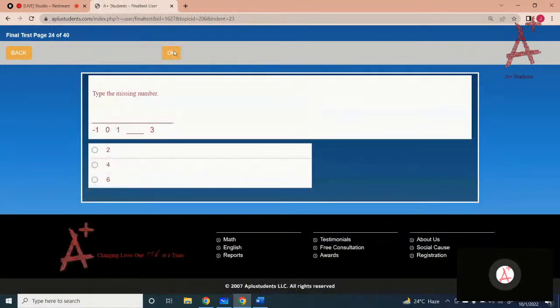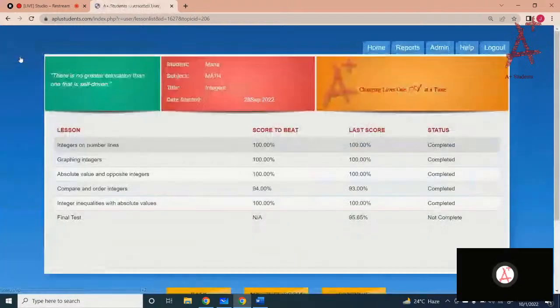Okay, type the missing number. So negative 1, 0, 1, and which number is in between 1 and 3? Yes, it is 2. Got it. You can complete the test later today or right after the session. I am moving on to the next chapter. We are done with this one.